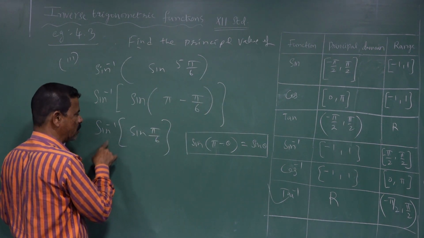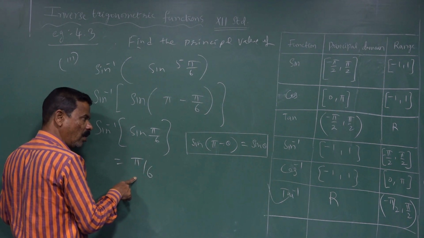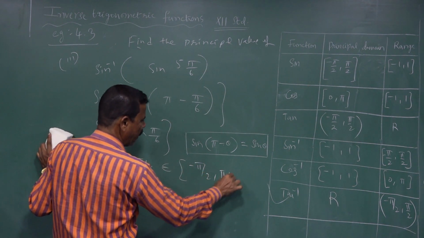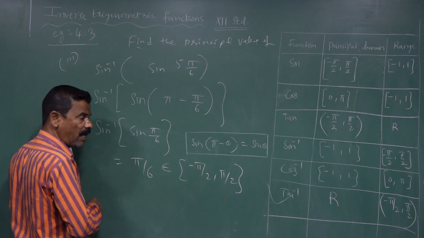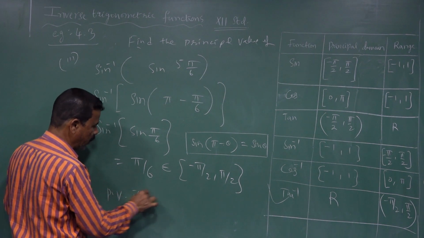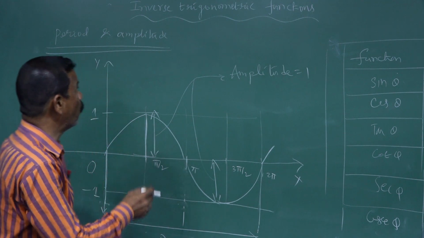Now sin inverse of sin is cancelled, equal to 5π/6. This value lies between minus π/2 to plus π/2. That's why 5π/6 is the principal value of the given problem. So the principal value is equal to 5π/6. This is the answer. Next topic.